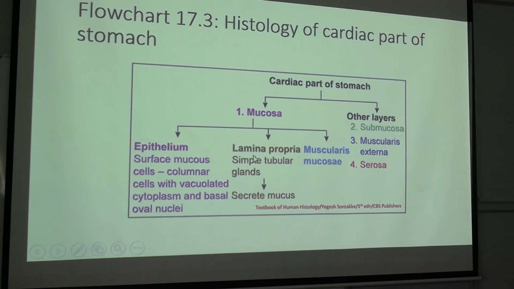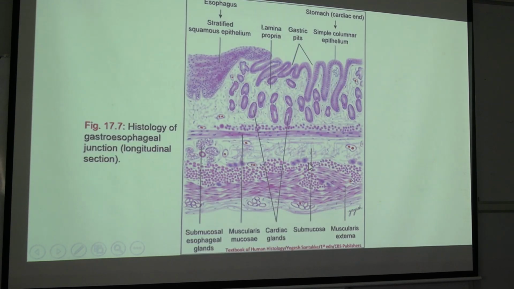Then deep to that we have the lamina propria, connective tissue. Here the concern is the glands which are present in it. How do the glands look? They look like tubes. That's why we call them tubular glands. They may be a single tube, or may have branched tubes. They secrete many things like mucus, hormones, and enzymes. Then we have the muscle layer, and then the other layers likewise. So this is how they should look.